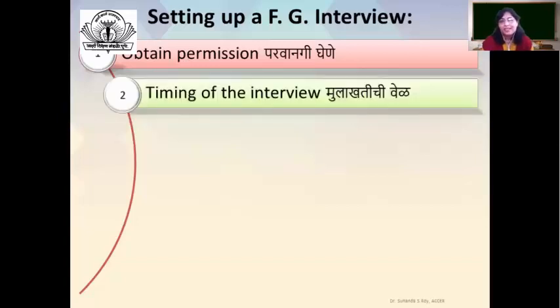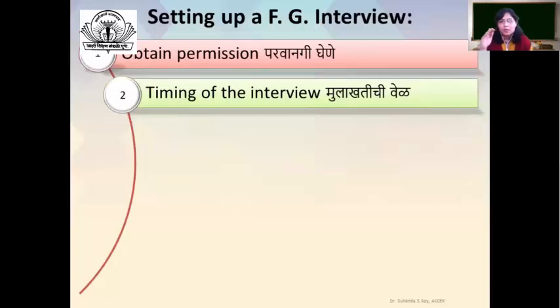Then the timing of the interview. You will have to plan the timing of the interview in such a way that it is convenient for all the members. Not only that, since we are talking about the educational scenario, it's better to avoid times when the examination times.